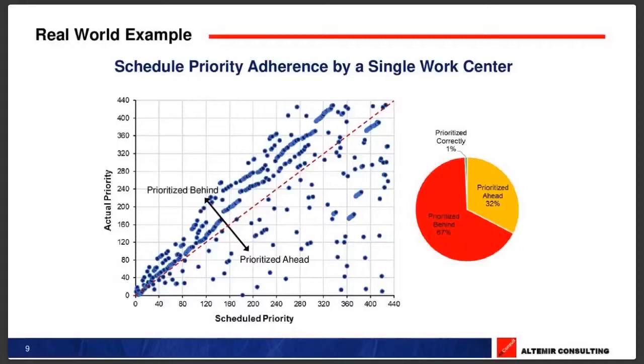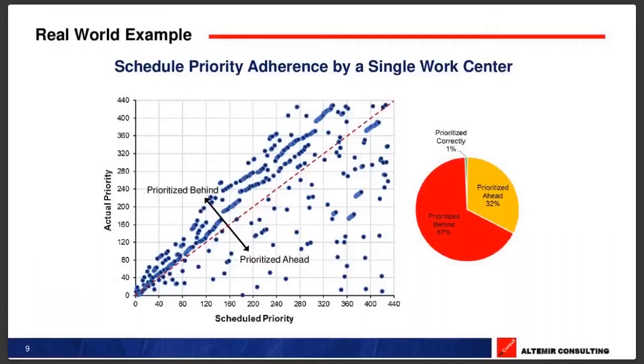Now, there happen to be 440 blue dots on this chart, and each blue dot is representing a specific job that passed through this particular work center during the period of observation. The bottom axis is telling us the priority order that was prescribed according to the production schedule. In other words, it's telling us which job needs to be run first, which one needs to be run second, this one needs to be run 40th, which job needs to be run last, and so on.